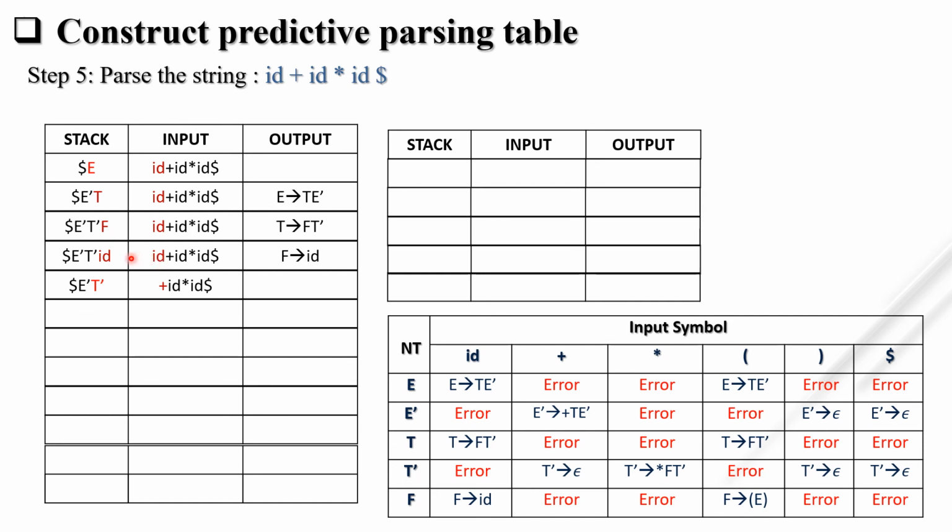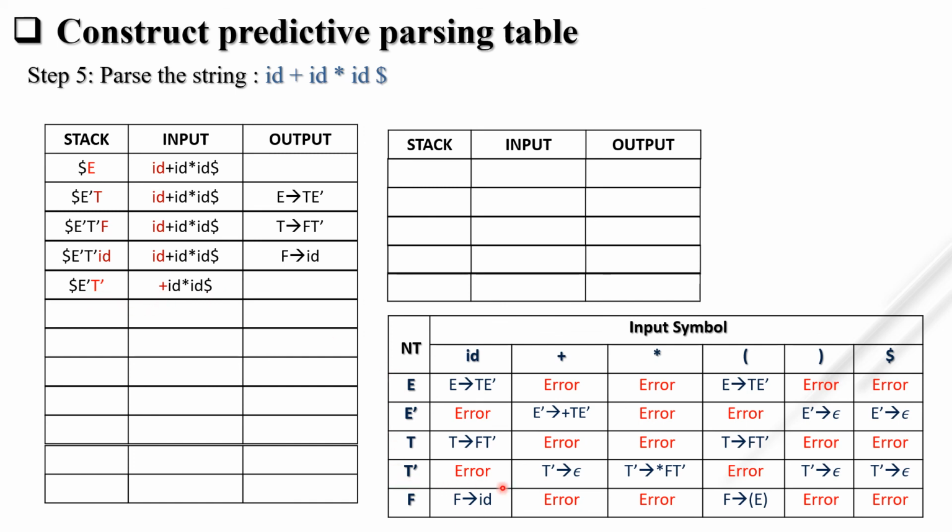When at the top of the stack ID will be there and the input symbol is the same as the top of the stack, then we have to pop it. Okay, so what is the remaining? E dash T dash and plus ID star ID dollar. Now we have to check T dash and plus.